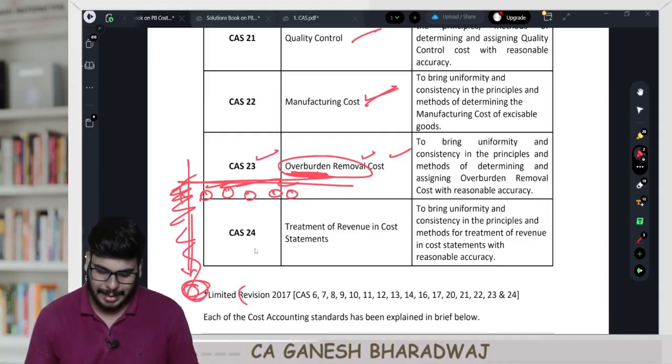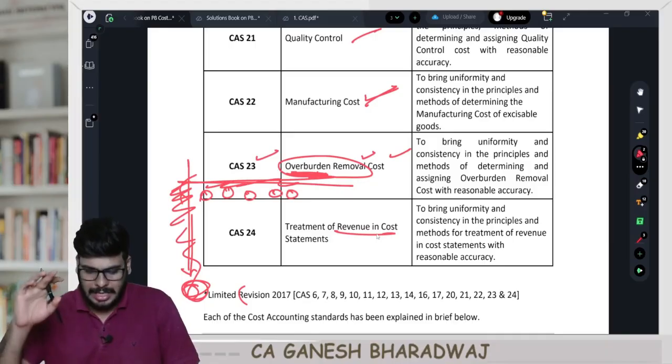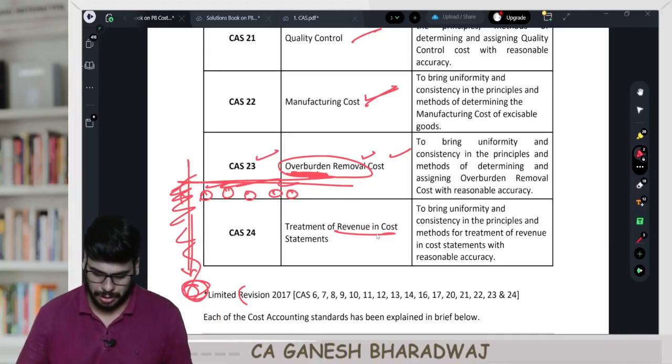Clear with this, guys. And CAS number 24 talks about treatment of revenue in cost statements. So how do you treat the revenue and all of that? Clear with this, guys. This is the whole set of 24 cost accounting standards.